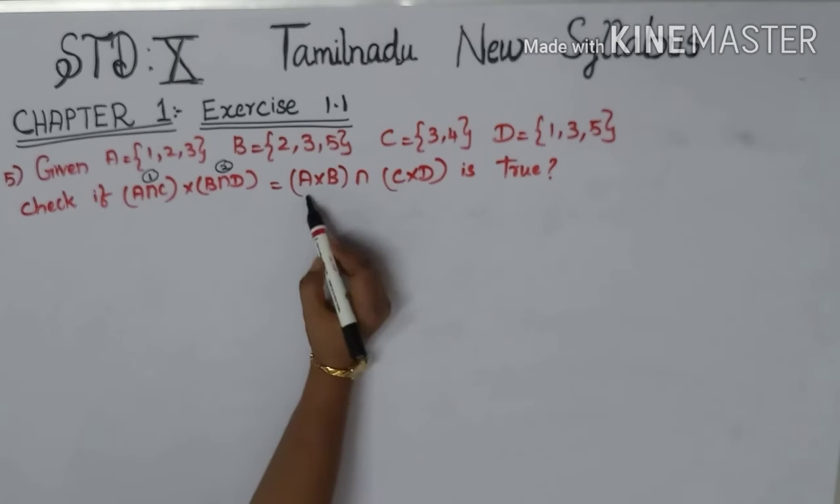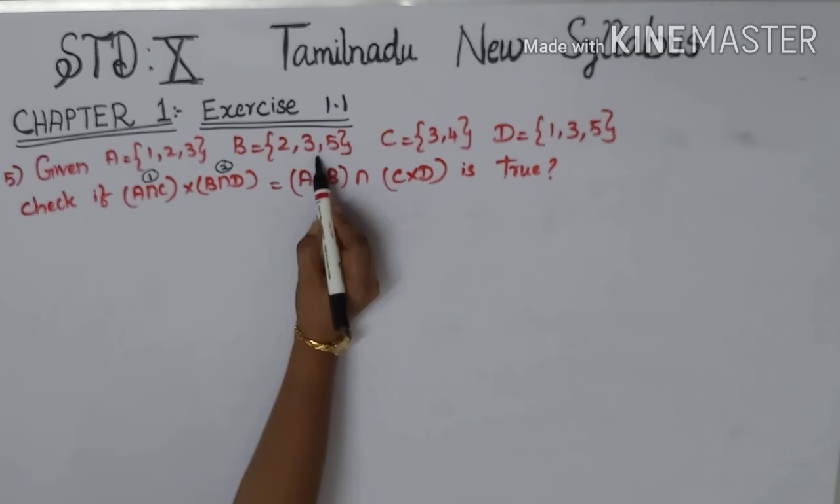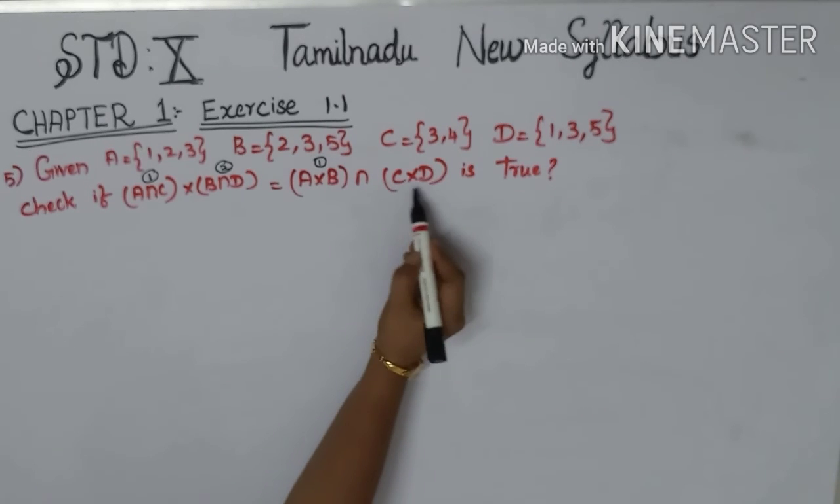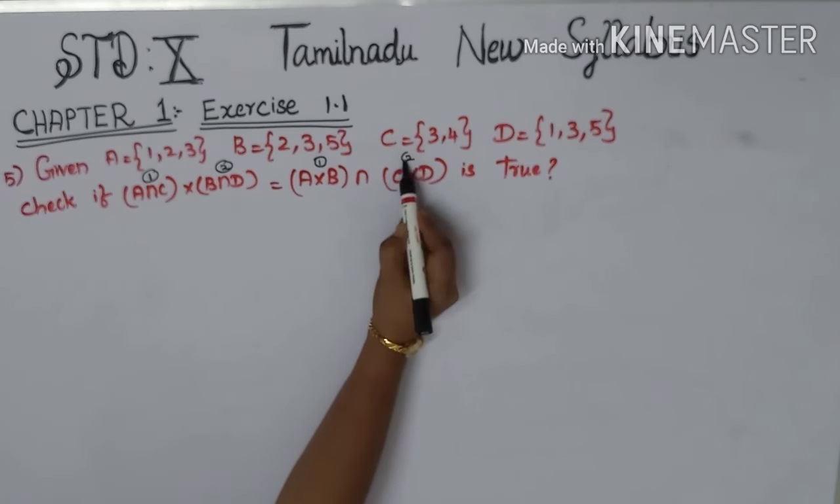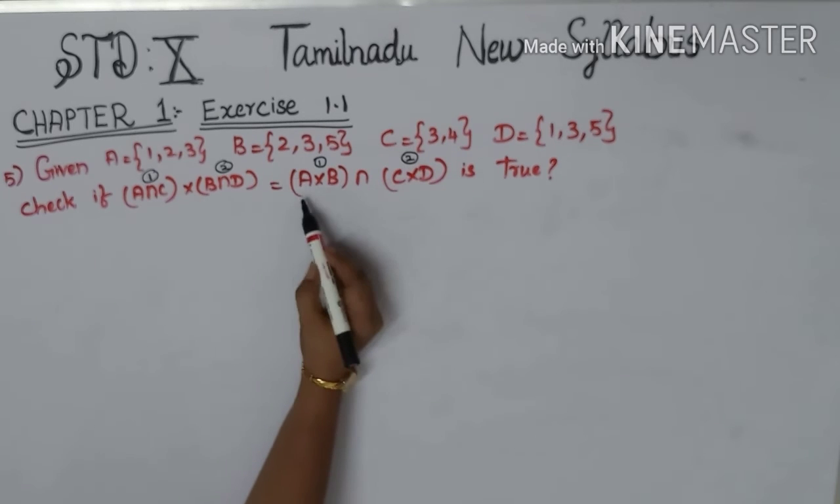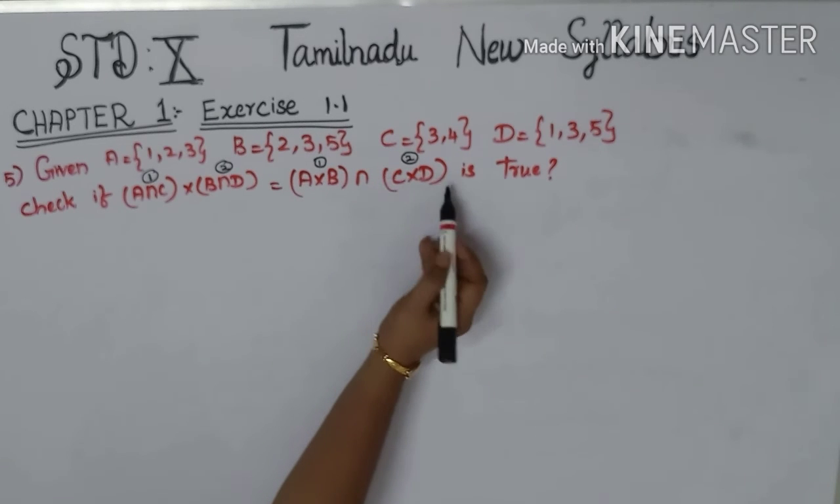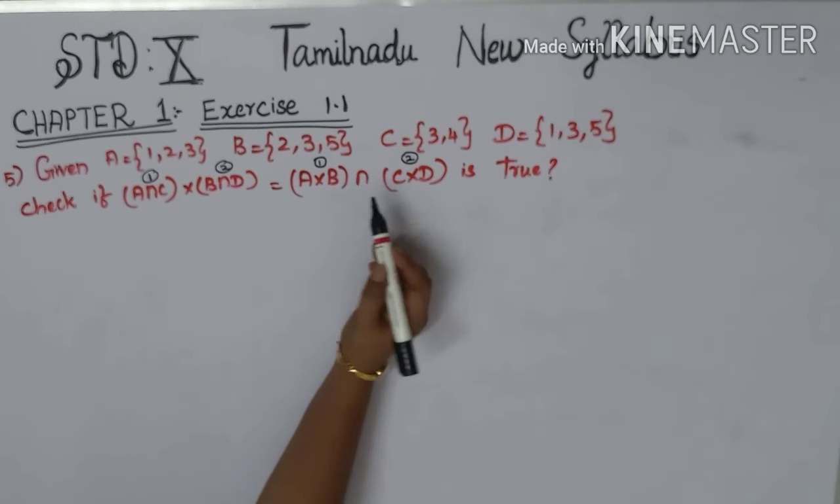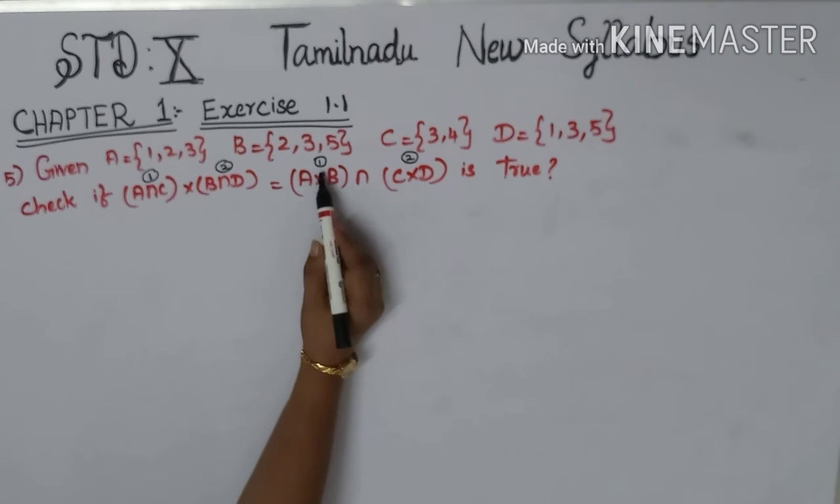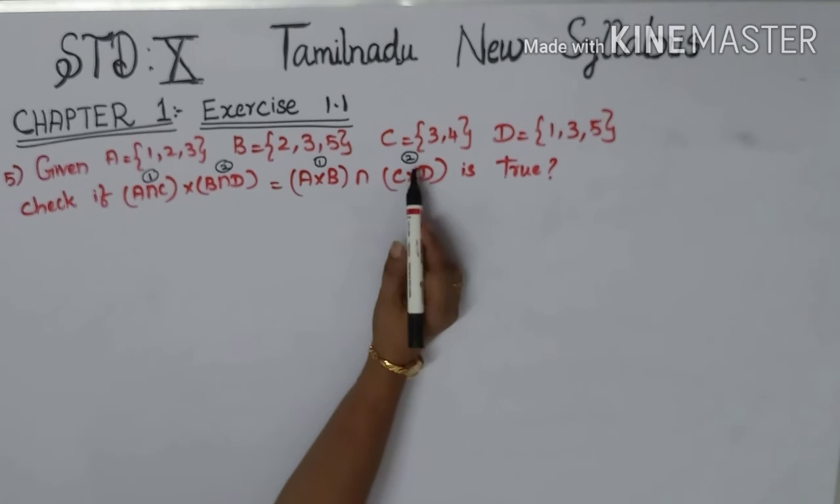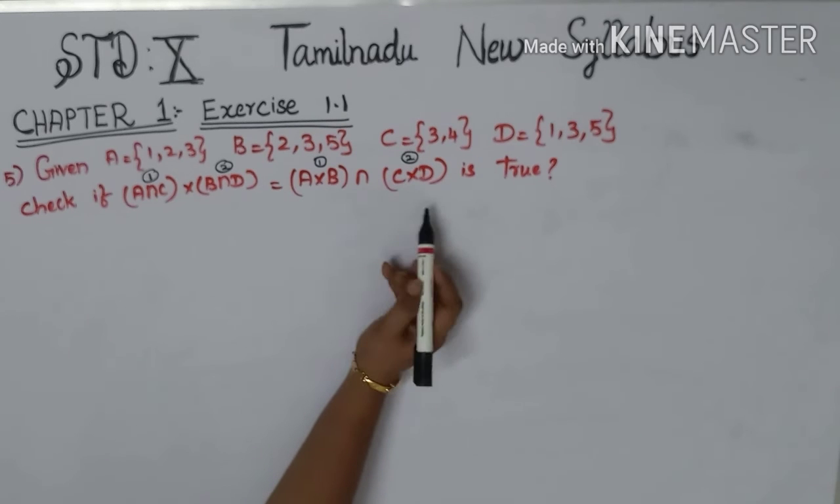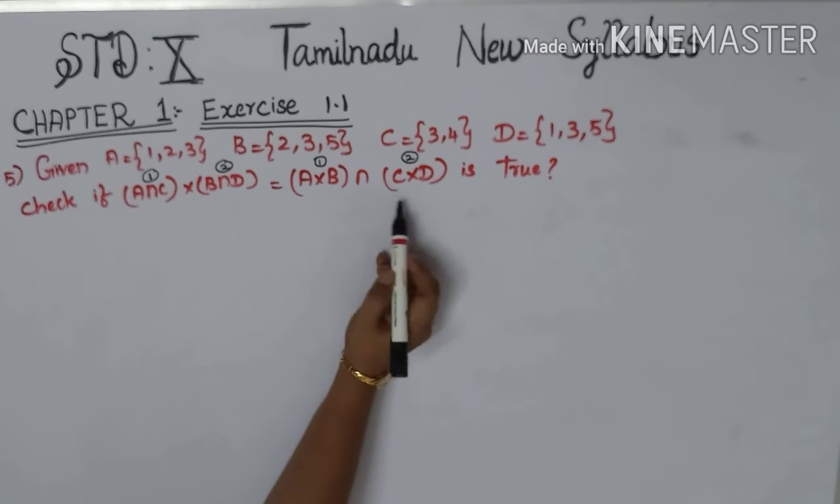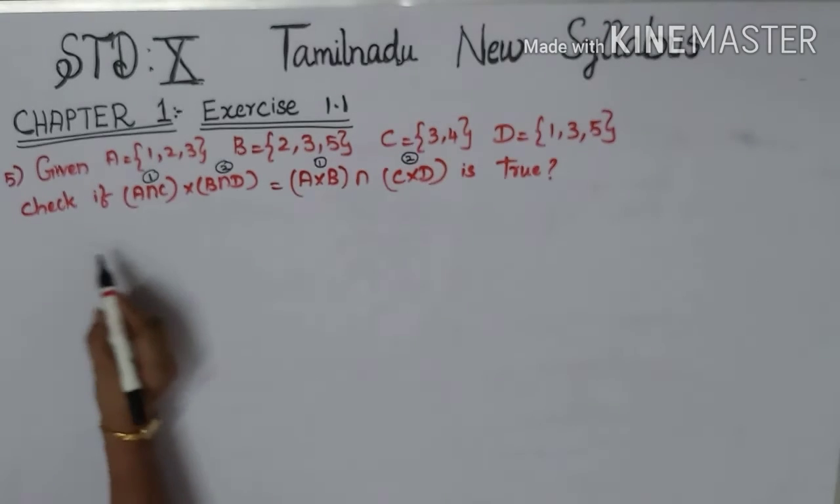Right hand side, same way. Your first step is A cross B. You will have to find it. Then your second step is C cross D. Normally the logic is what is inside the bracket you will find first, then go to the outer part. So first is A cross B, then C cross D. For those two answers, see the intersection. That will be the last part. Okay, so we'll just proceed.